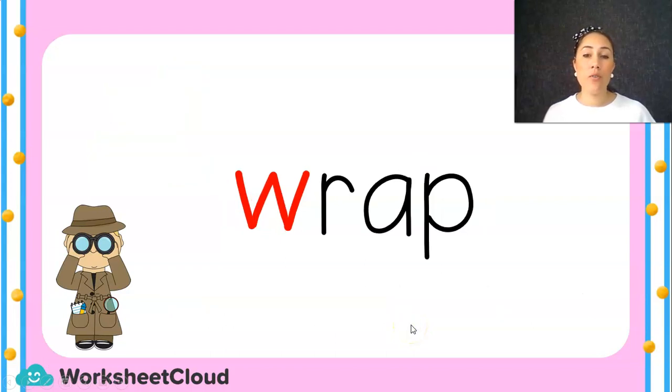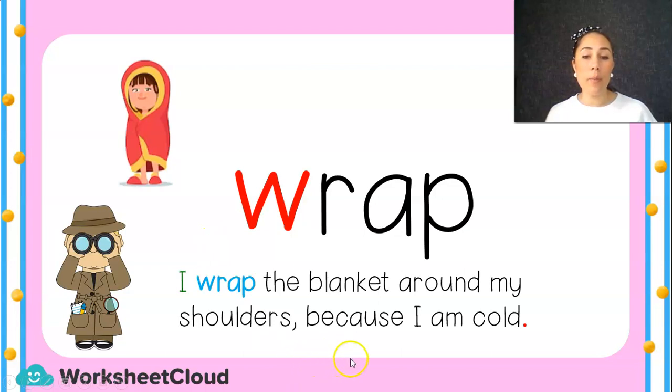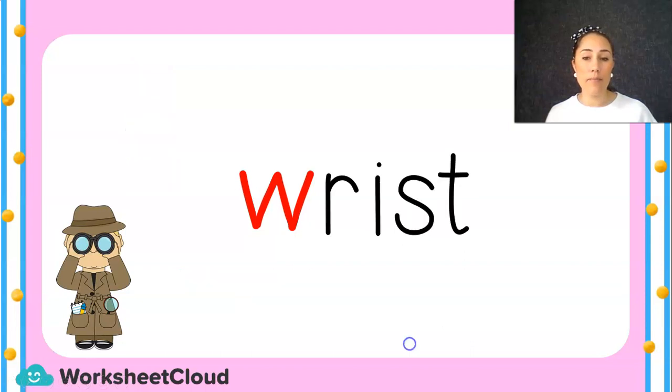My sister wrote. I just changed the I to the O. Okay, the next word is wrap. And here we've got a silent W in the front. And this word has quite a few meanings. But we're going to have a look at this one. There's a little girl who's got a blanket wrapped around her. I wrap the blanket around my shoulders because I am cold. And this wrap could also be the wrap that you eat, that you fold over with things inside.